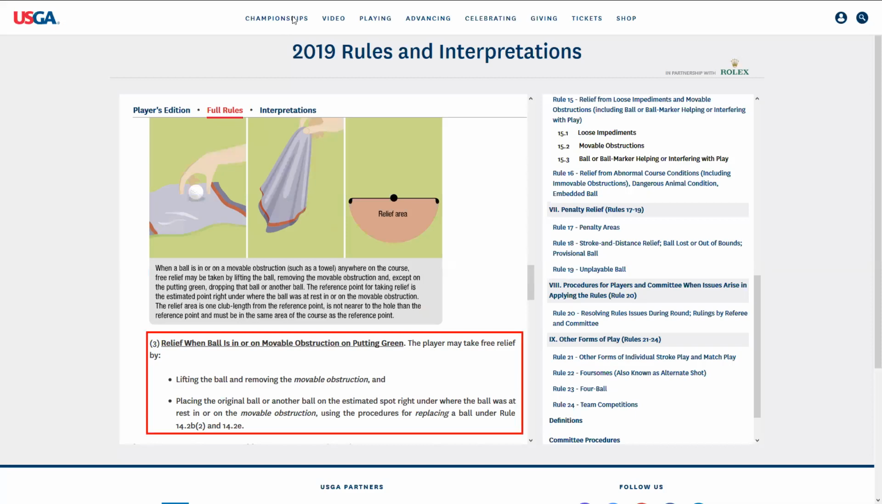And when you place the ball, you place it at a spot. You don't place in an area. When you drop a ball, you drop it in an area. When you place it, at a spot. Notice that you, under this rule, are taking relief. Since you're taking relief, can you substitute a ball? The answer is yes. And the rule says that. You can play the original ball or another ball.